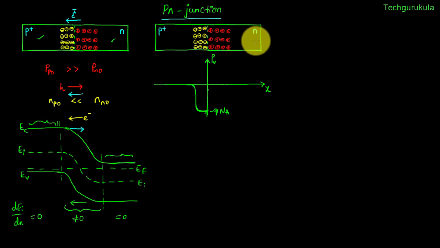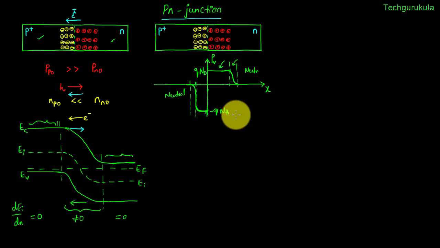Similarly, we can plot for the N side like this, where this value is Q times Nd, representing the donor dopants ionized. In reality, this is how the plot would look, where there is a region which is completely ionized, a region which is partially ionized, and a region which is completely neutral. And similarly on the P side, where this is completely ionized, partially ionized, and completely neutral.